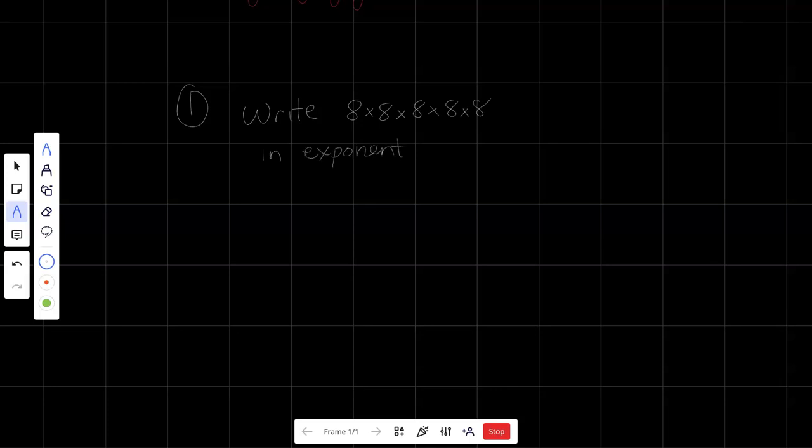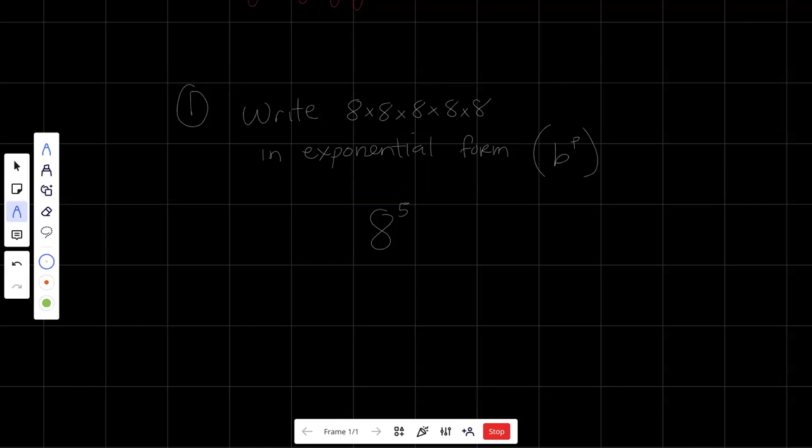Now remember, exponential form looks like some base to some power. So we'll have a little number for our power, a big number for our base. Our base is the factor or the multiplication term, in this case an 8. And then we count how many times we're multiplying it. 1, 2, 3, 4, 5. So our power is 5. So 8 times 8 times 8 times 8 times 8 is 8 to the 5th.